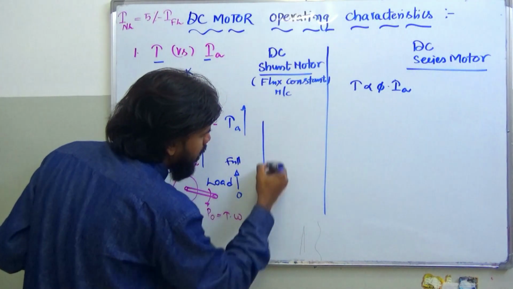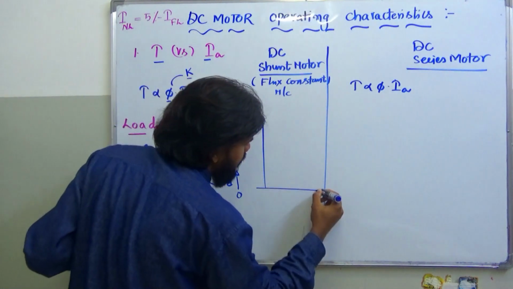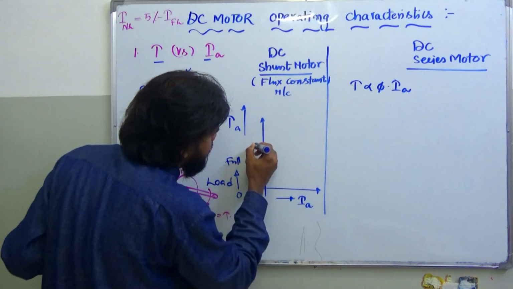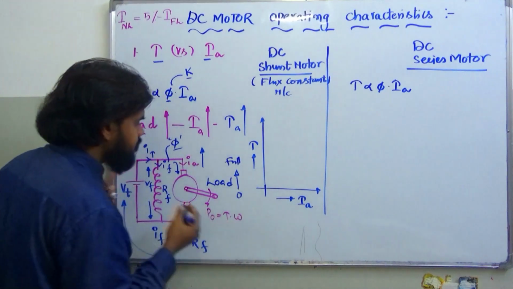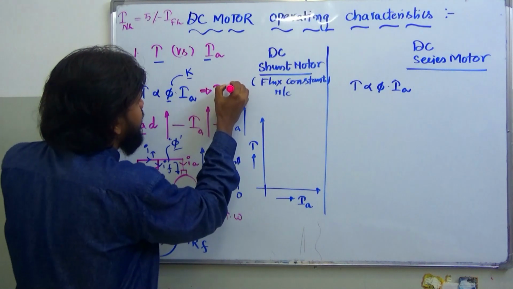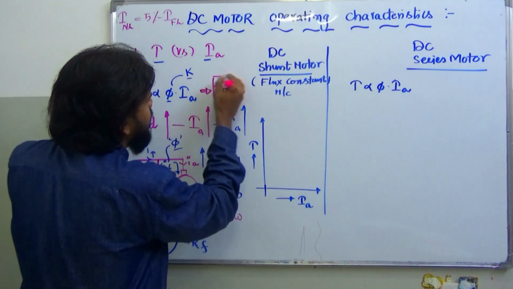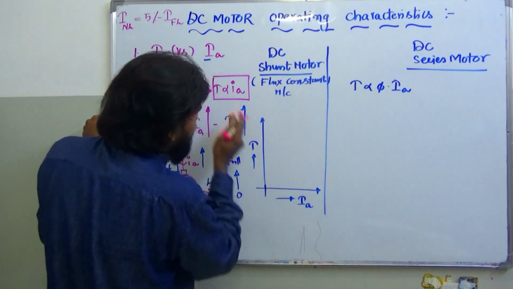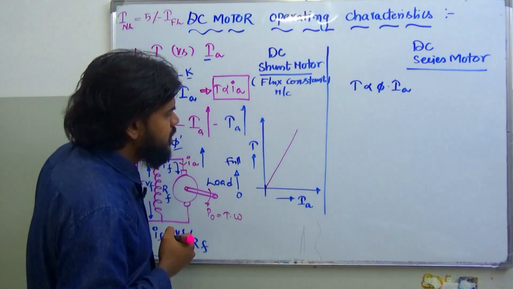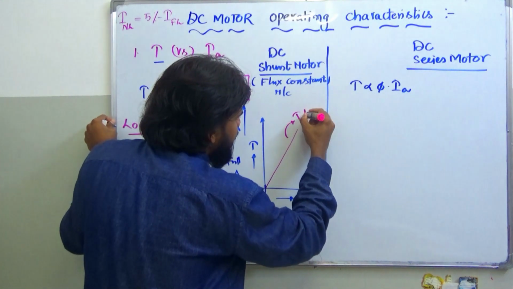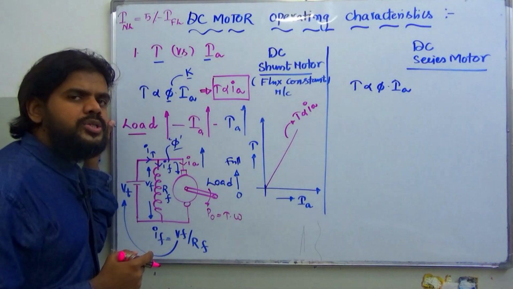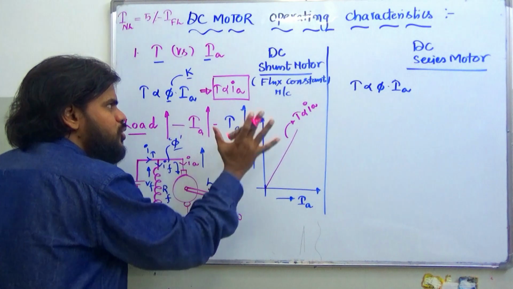So now if you want to draw a graph between torque and Ia, let me take Ia on the x-axis and torque on the y-axis, right? Torque is only proportional to phi Ia, because phi is constant. So it's a linear curve passing through origin. Torque is proportional to Ia, a straight line passing through origin. So this is how it is for the shunt motor.